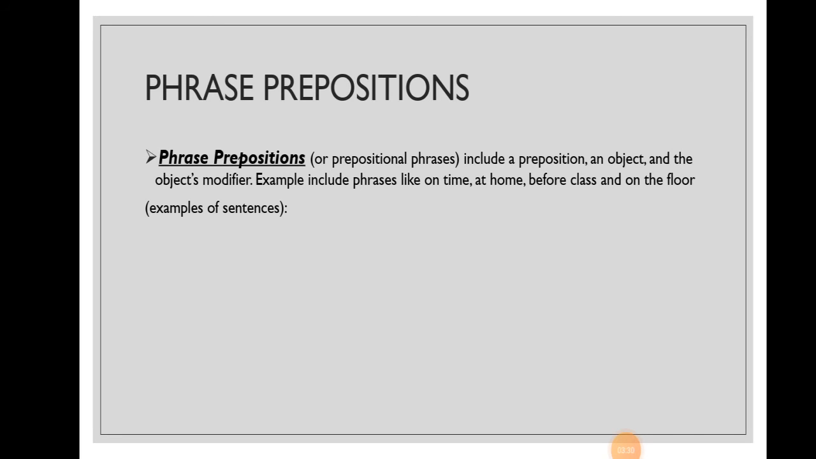Next we have phrase preposition. Phrase preposition or prepositional phrases include a preposition, an object, and the object's modifier. Examples include phrases like on time, at home, before class, and on the floor. So let's take some examples.